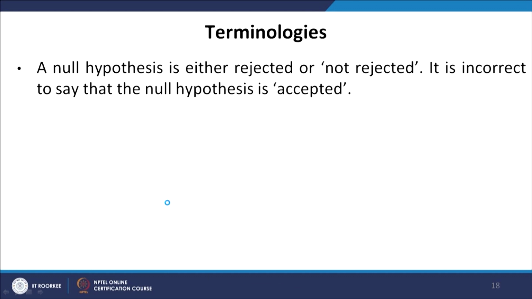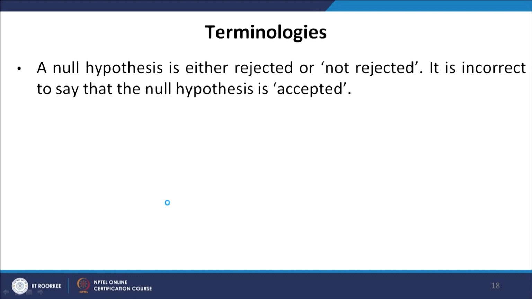Now, I talk about certain terminologies. A null hypothesis is either rejected or not rejected. It is incorrect to say that the null hypothesis is accepted. So far, while drawing that bell shaped curve, I have always mentioned the non-rejection region and never mentioned an acceptance region. So, saying the null hypothesis is accepted is incorrect.